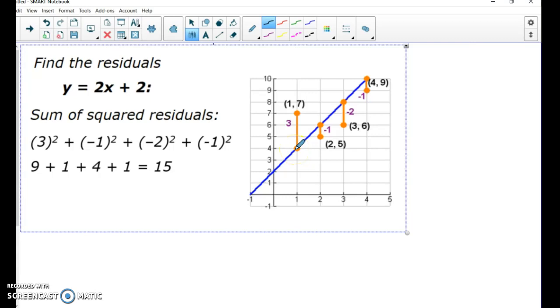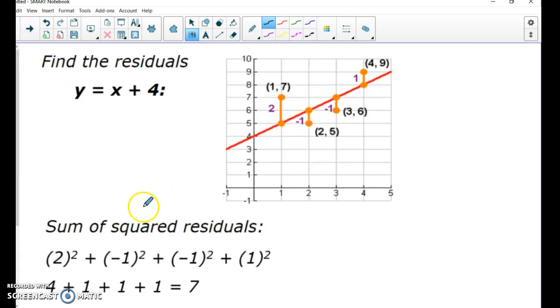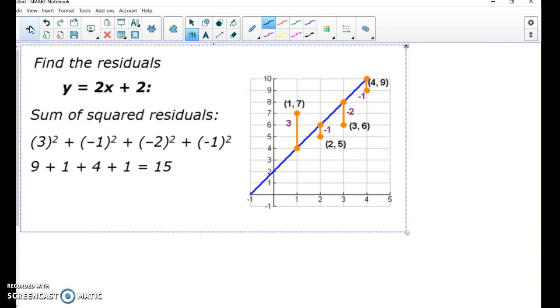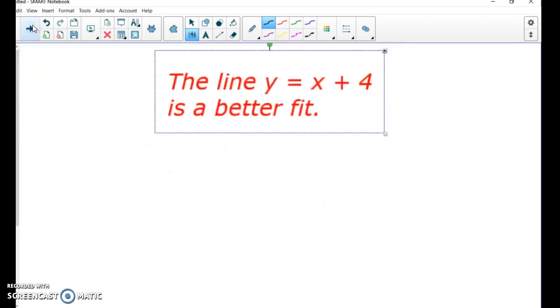We're checking with the same data values, (1, 7). We can see that lies 3 units from this line. We've taken 3 and squared it. Likewise with the -1 and the -2 values, those points lying 1 and 2 and 1 units from the line. We're going to square them and add them up. If we go back, the first line had a value of 7. The second line, a value of 15.